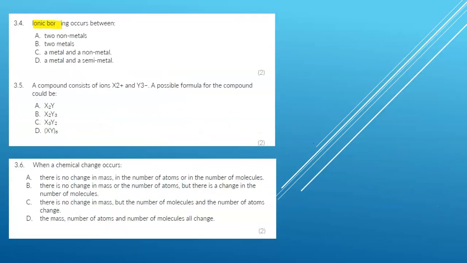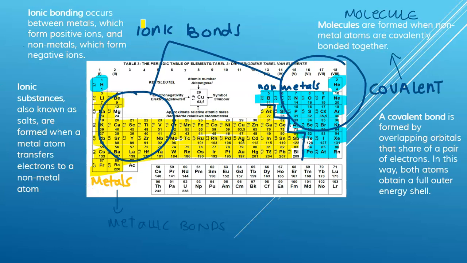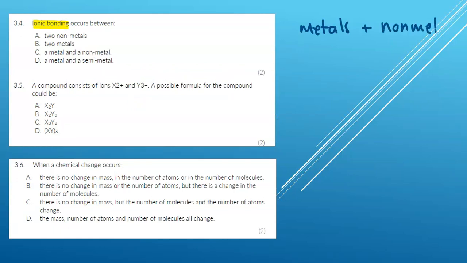3.4, ionic bonding occurs between what? Okay, so just without looking at what they're asking me, from my summary, I know they are formed by metals and non-metals. That is what I know. And now I can test it against the statements that they give me. So it's two non-metals, two metals, a metal and a non-metal, and a metal and a semi-metal. And by starting from what I know, it is easy to see that the answer is C.